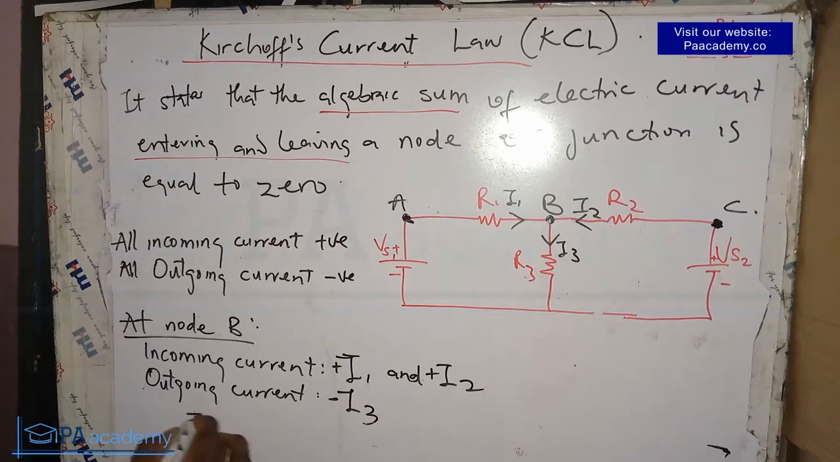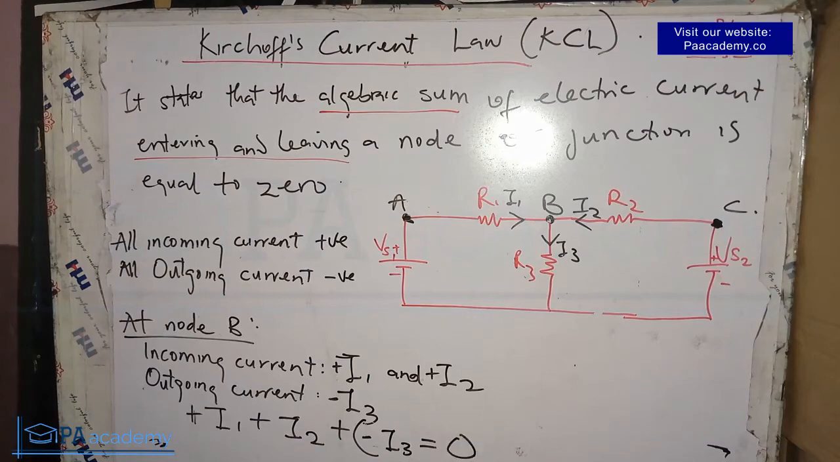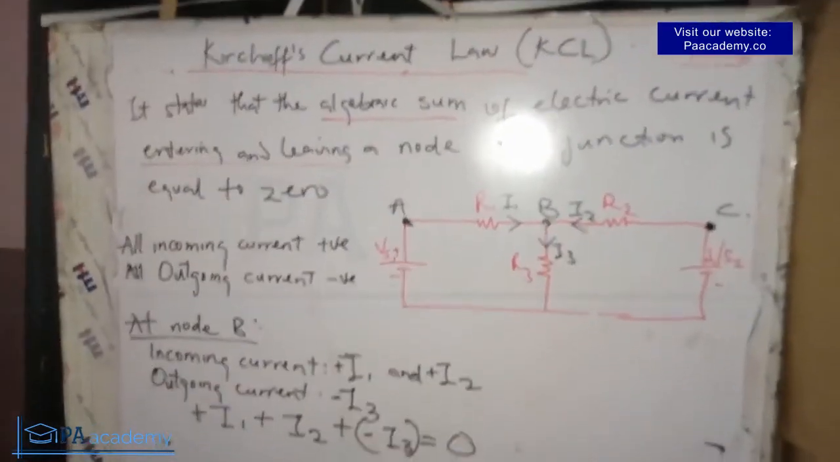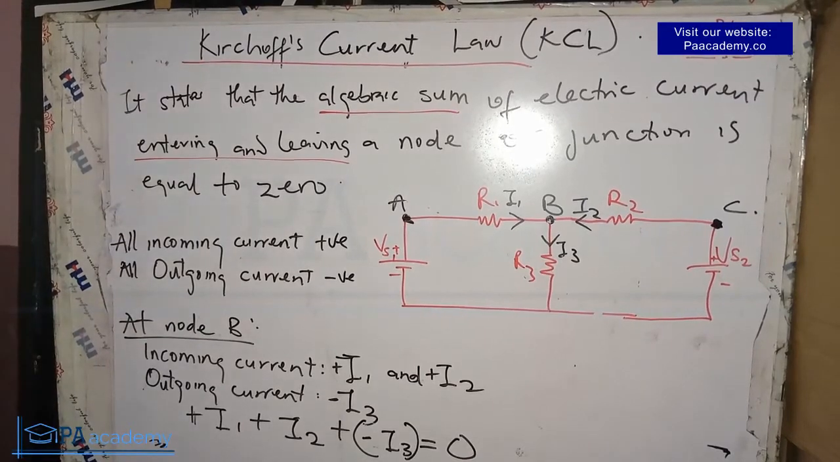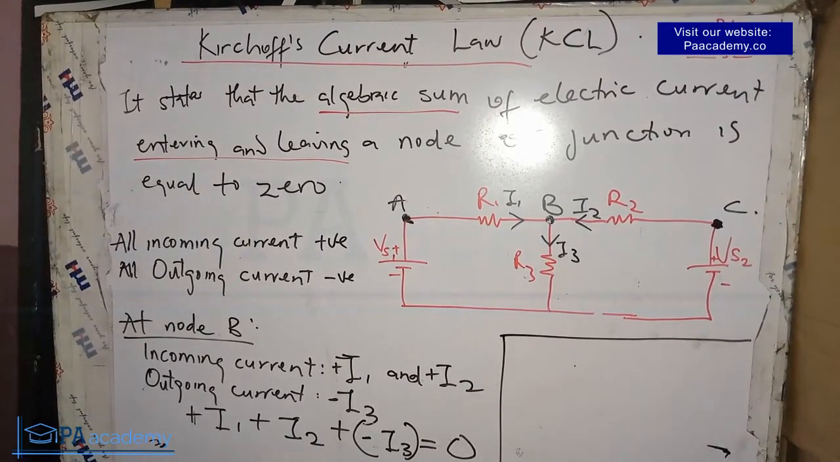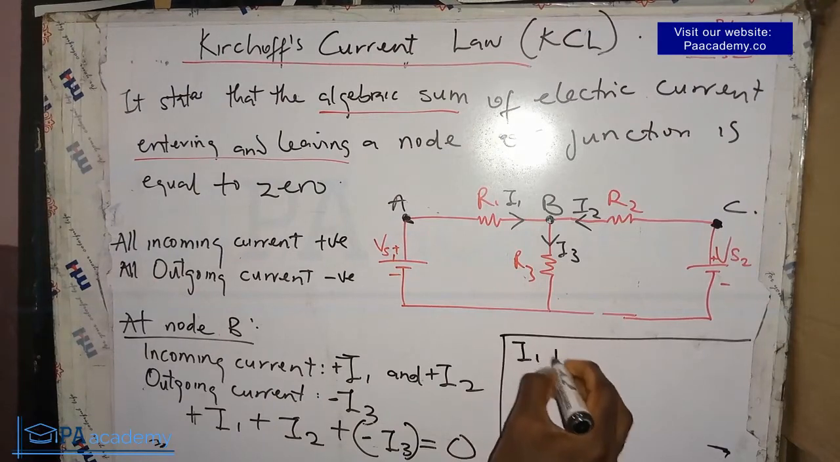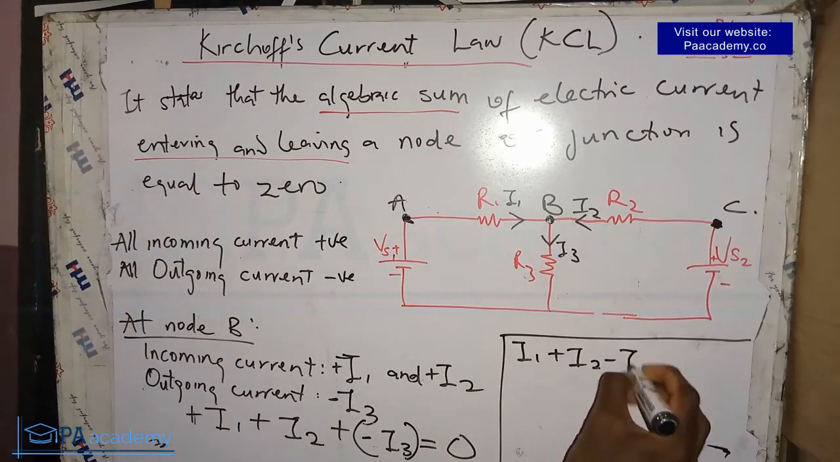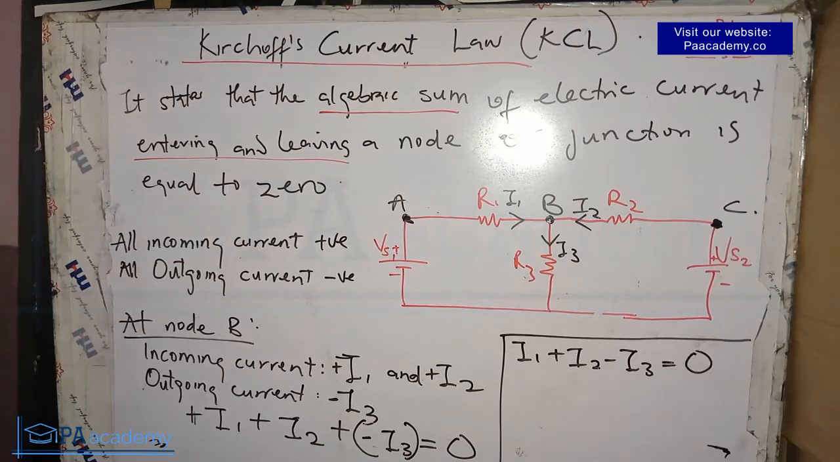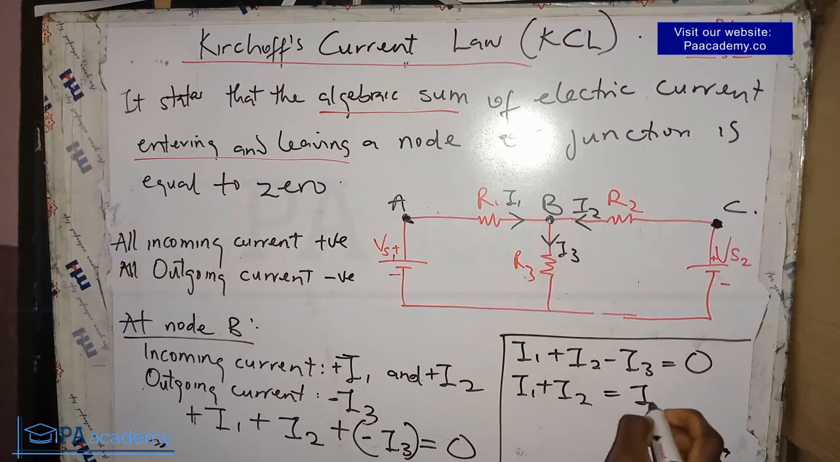That means we are going to have plus I1 plus I2 plus, in brackets, minus I3 equals 0. I hope you can still see that. So equals 0. If I continue it here, we can also rewrite this as I1 plus I2 minus I3 equals 0. If you simplify this further, we are going to have I1 plus I2 equals I3. Now what this is giving us is this.